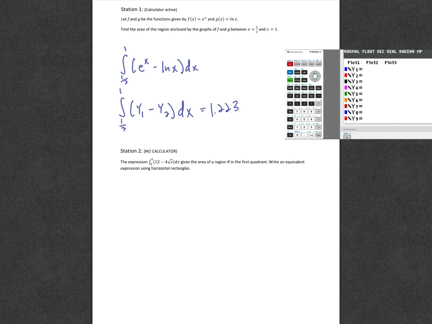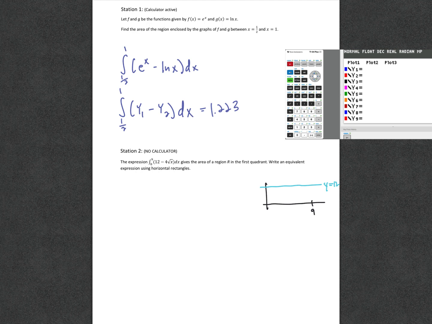If we use horizontal rectangles, everything changes to y. So this will change to a dy. These two functions will have to change to, well, actually let's graph it first and see what happens. If we first just graph these two functions off to the side, we'll go from 0 to 9. Then y equals 12, just that. And y equals 4 root x.